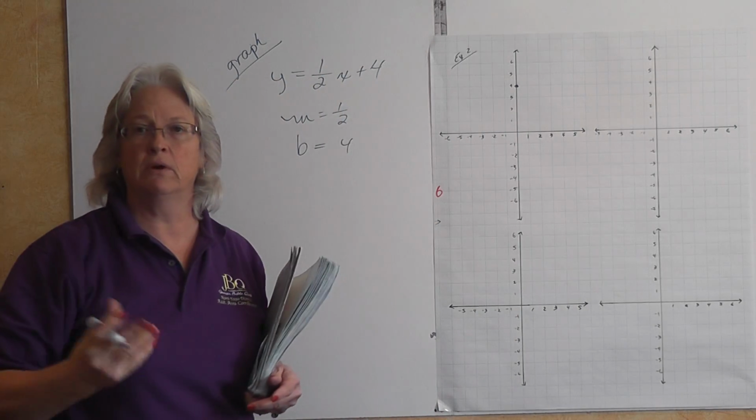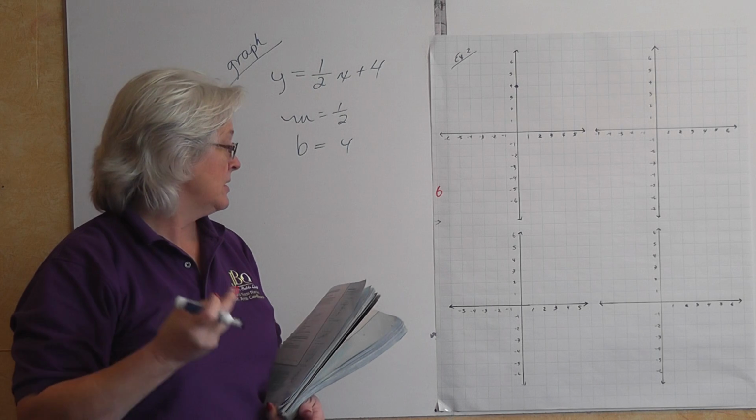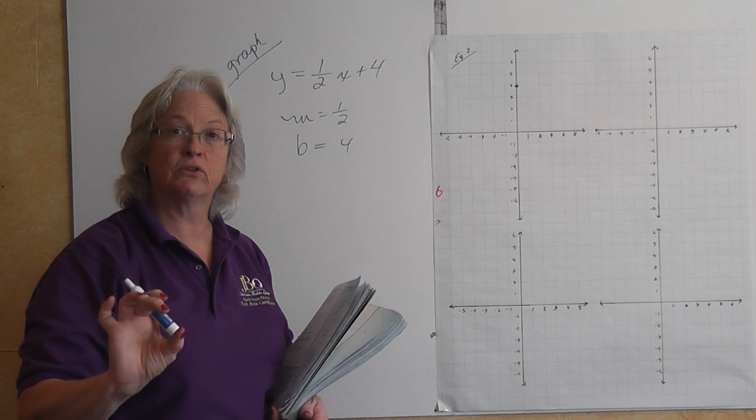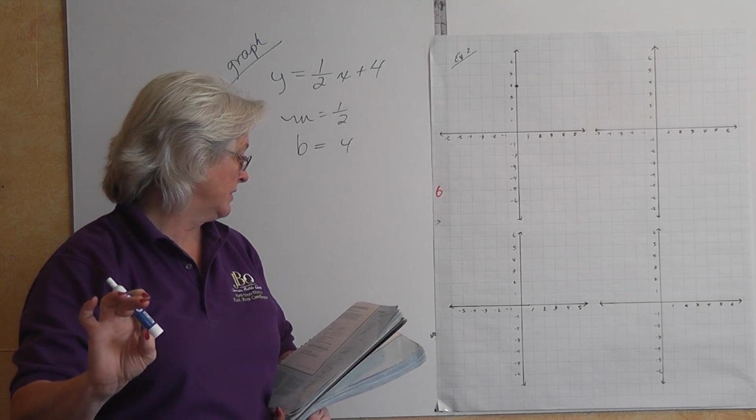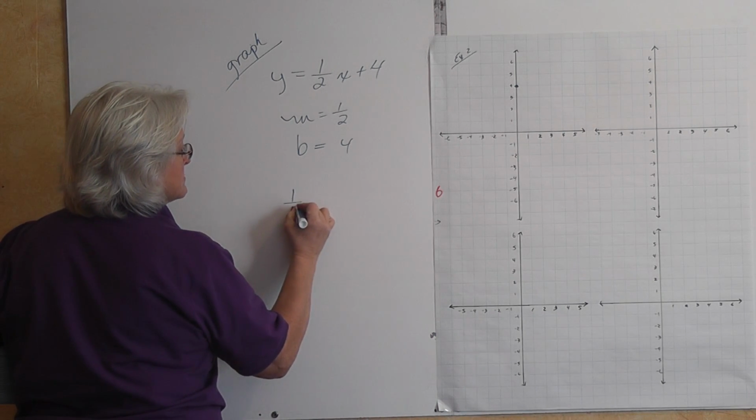This is example 2. And then we're going to use what we know about slope to plot a second point on the graph. So what is our slope? Slope is 1/2.